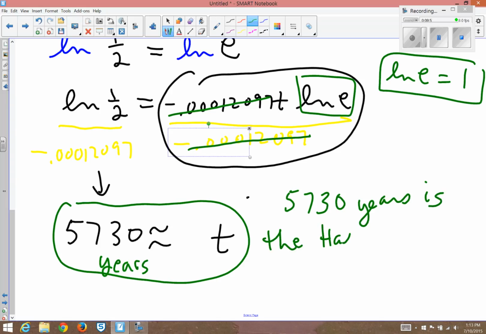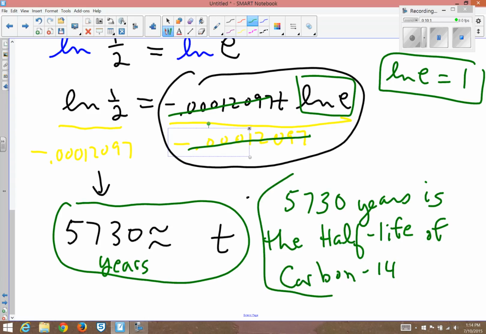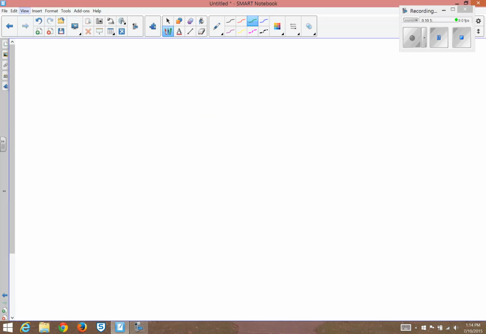That's how long it takes any amount of carbon-14 to become half of that amount. Scientists use this information a lot, archaeologists. So number 12 on page 361 says, how old is a piece of wood that has lost 90% of its carbon-14?